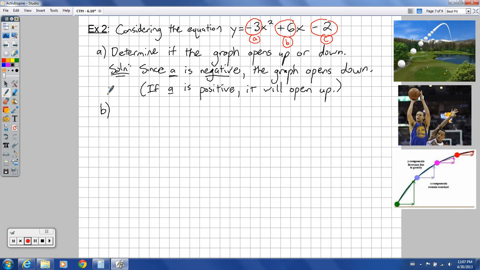Right. Part B. Determine the axis of symmetry. Think of it as an axis kind of as a balancing point or a balancing line. Axis of symmetry would be a line that it's symmetric about, so it looks the same on both sides of the line. So an axis of symmetry of the parabola. We know it's a parabola because it's in this quadratic form.